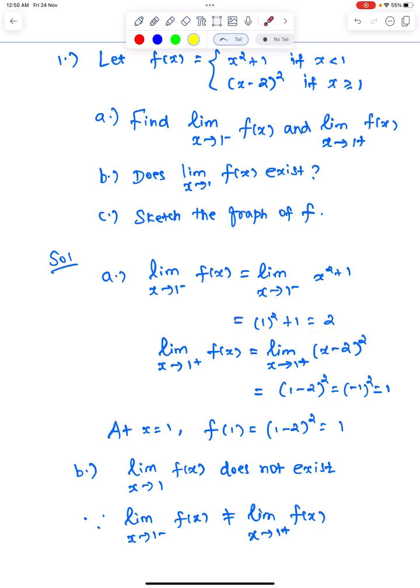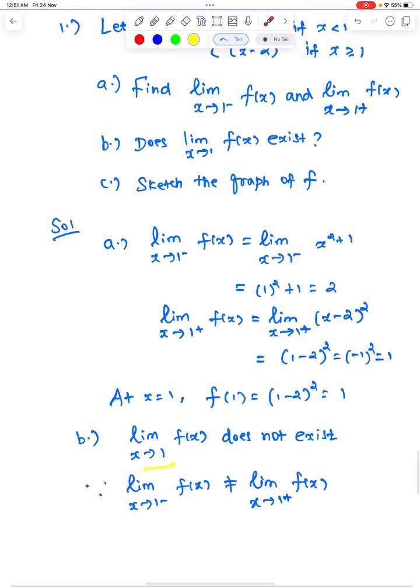When x is approaching from the right hand side, what will happen to your function? When x is greater than or equal to 1, this function is (x minus 2) power 2. So when you substitute 1, you will get (minus 1) square, which is positive 1. At x equal to 1, you can see very well, f of 1 is just (1 minus 2) power 2, which is going to be 1. Now, they're asking, does this limit exist? It does not exist. That is the answer.